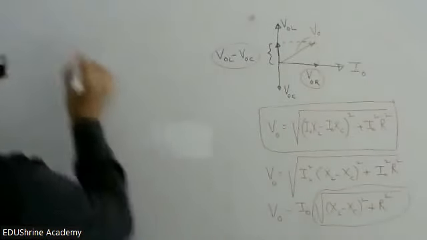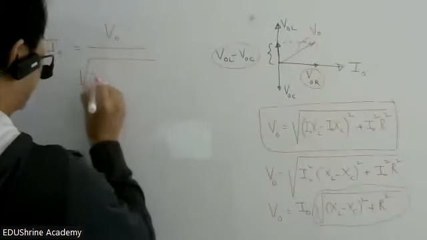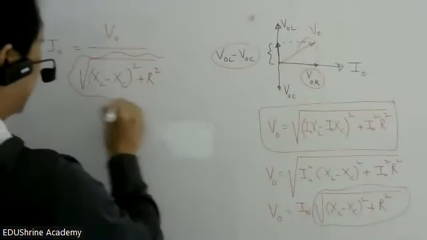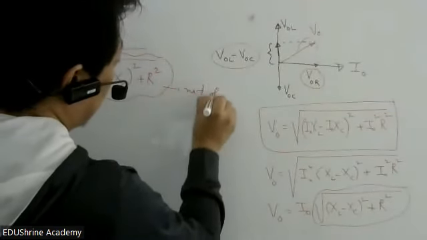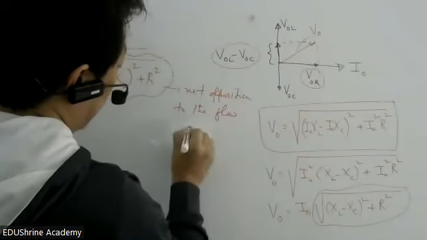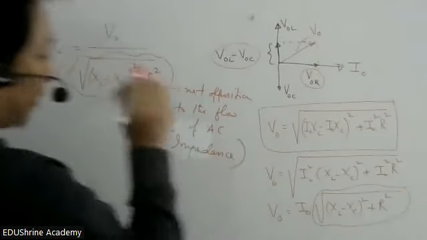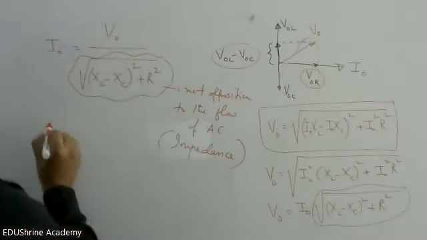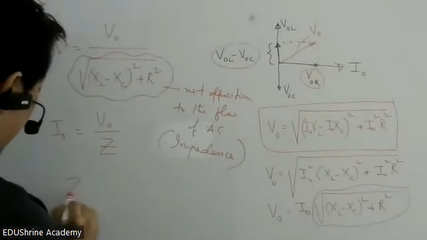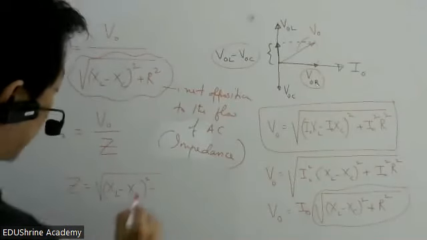So this formula can now be written as I0 is equal to V0 divided by this whole thing. And this is playing the role of net opposition to the flow of AC. And that net opposition is called what name? Impedance. Okay, so we write this formula as I0 equals V0 by Z, and Z is called your impedance. So what is the formula for Z? Root over (XL minus XC) whole square plus R square.